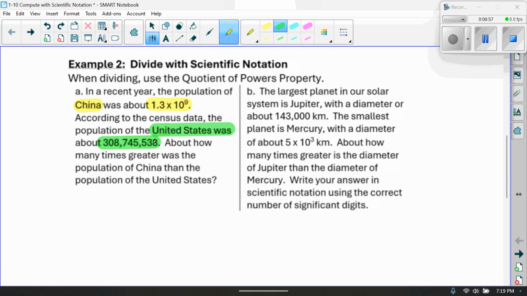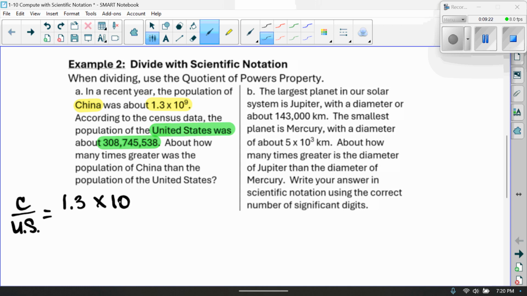And we want to know about how many times greater was the population of China than the population of the United States. So, when we're doing a comparison, we want to know how much greater. This is how many times greater. That means we're going to divide. So since we're comparing China to the United States, I'm going to label it here, China, and then the U.S. Okay? So China was 1.3 times 10 to the 9th power.